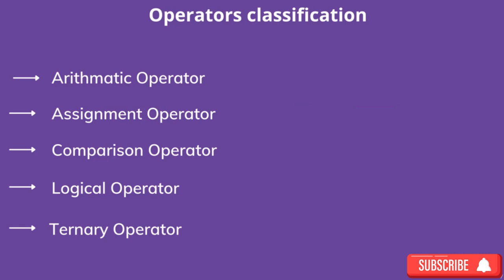But functionally, we can classify them into these categories, such as the assignment operator. We have already seen the assignment operator, that is the equals to symbol, where we have assigned a value to a particular variable, like A is equal to 2. So this equals to operator will assign the value 2 to the variable A. Apart from that, we have the arithmetic operator, comparison operator, logical operator, and again the ternary operator. So let's have a look at these operators individually.